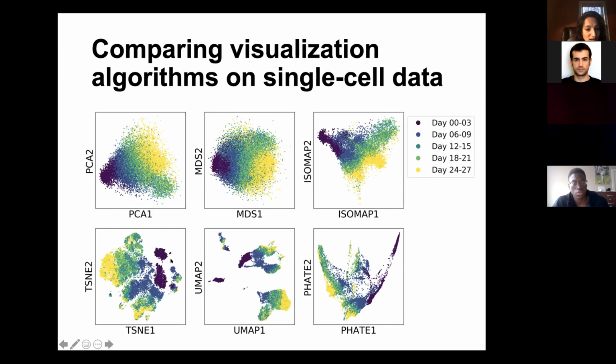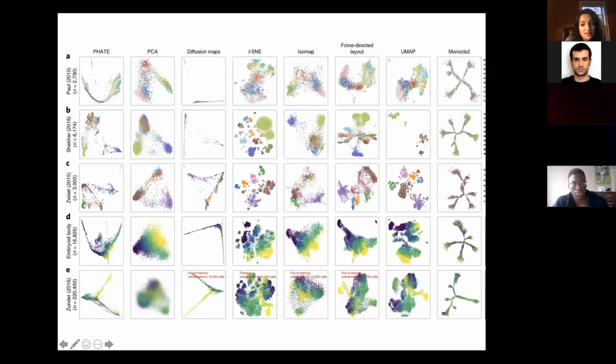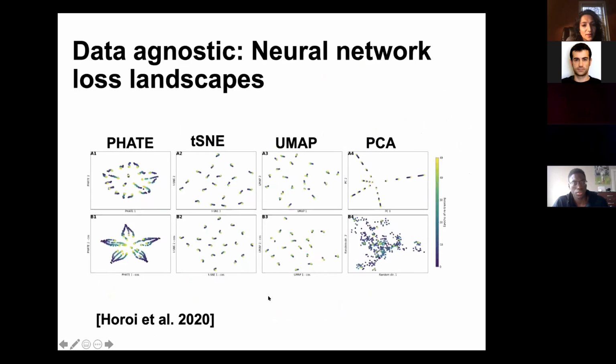TSNE can sort of shatter these things so you can't follow the edges along. So for example, some parts of day 12 and day 6 are on this side of day 0 and some parts are on this side. FATE is keeping the global structure kind of like PCA, but it's denoising and clarifying the trajectories because of the diffusion process. And so we have lots more comparisons you can look at in the FATE paper.